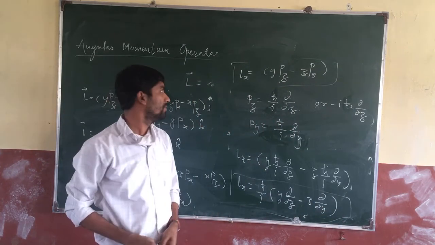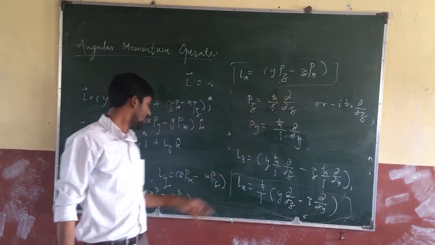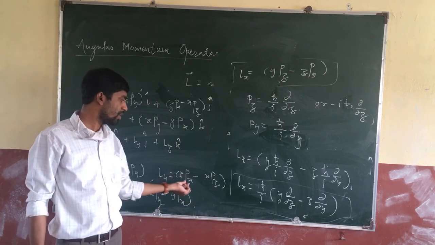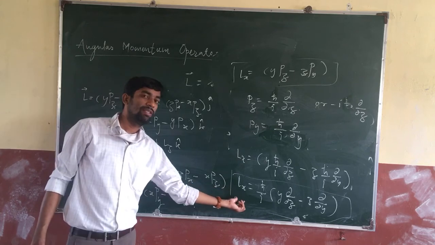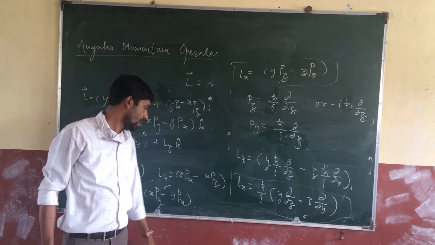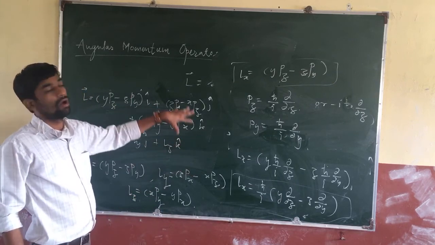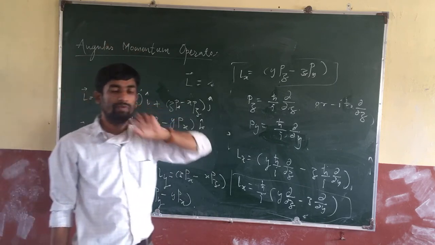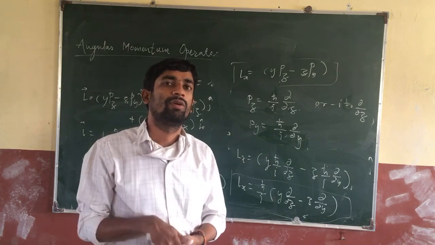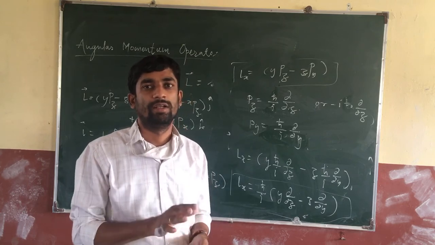In this way you can find the value of Ly. What is Ly? z px minus x pz. If you substitute the values of px and pz here, you get Ly in differentiation form. Similarly, you can calculate the value of Lz also. So this is the operator related to which momentum? Angular momentum. Practice it, write it in your book, and try to complete this expression. You will understand it. Thank you.